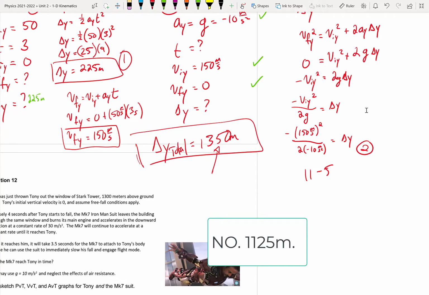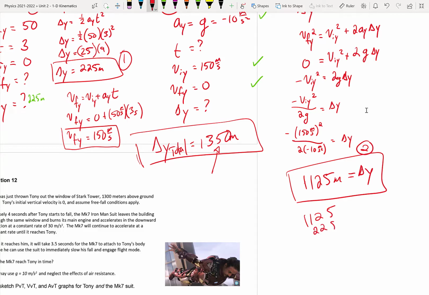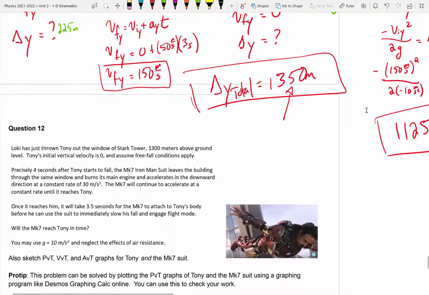No. 1315. 1125. That's what delta y should be for number 2. Because we got 1125. I know the answer is 1350, so we add our other 225. So there's 1, 3, 25 and 25. That's 50. Okay, so this one should be 1125. If not, I know this is the final answer.